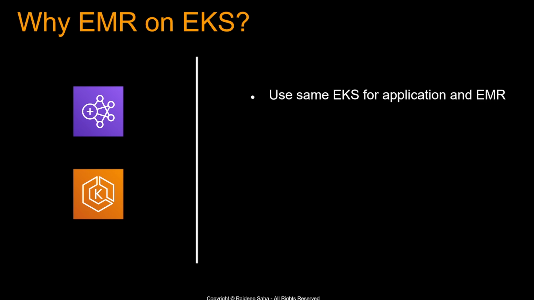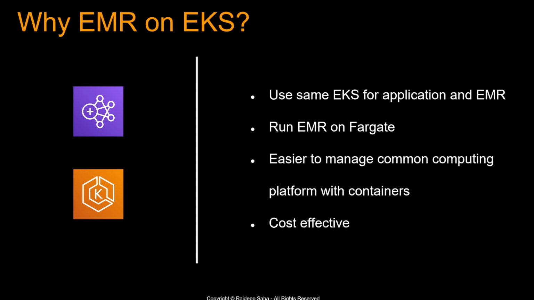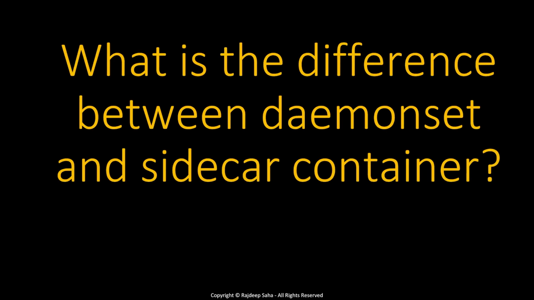You can use the same EKS cluster to run your other application code as well as EMR workloads. And you can run EMR on Fargate. If you run EMR separately without EKS, you can only run it using EC2 instances, and that kind of increases the cost. But with EMR on Fargate, you optimize the cost. And the infrastructure teams can centrally manage a common computing platform to consolidate Amazon EMR with the other container-based applications. And as I described before, it is also cost-effective because you are using the same cluster as well as you can utilize Fargate. Okay, next question.